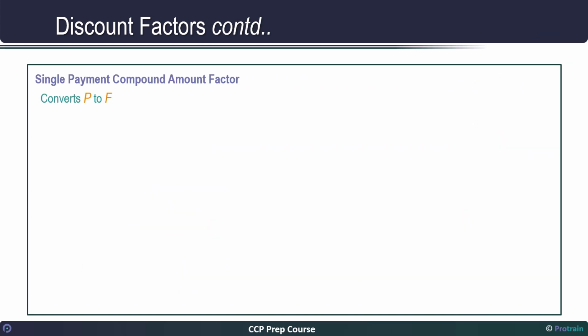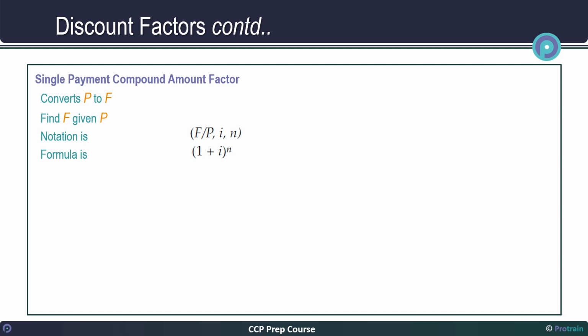Single payment compound amount factor is the first factor we shall discuss. This factor converts present value to future value. In other words, it helps us find F when P is given. The notation is F by P, I, N. Formula is (1 plus I) to the power n.